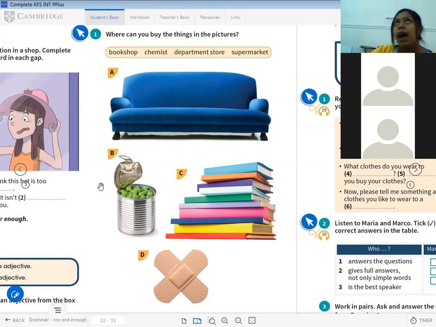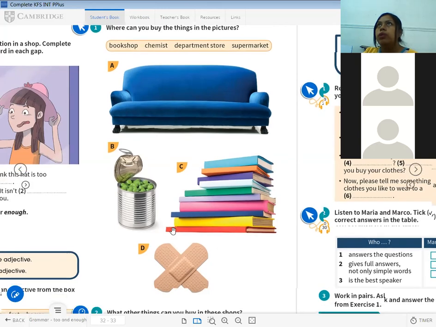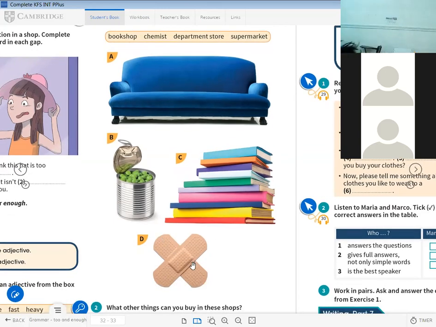Where can I buy a can of beans? In a supermarket? In a supermarket. That's right. Where can I buy books? In a bookshop. In a bookshop, okay. Where can I buy this? Bandages. In a chemist. Okay, in a chemist.